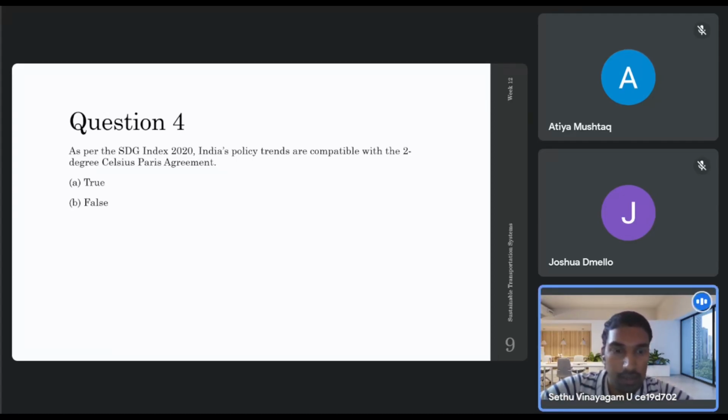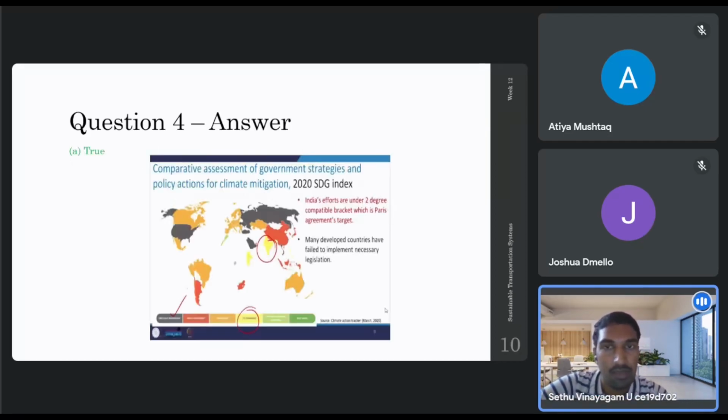Yes, we have one vote for A. It is true. Any other answers? Okay, so the right answer is option A, that the given statement is true.